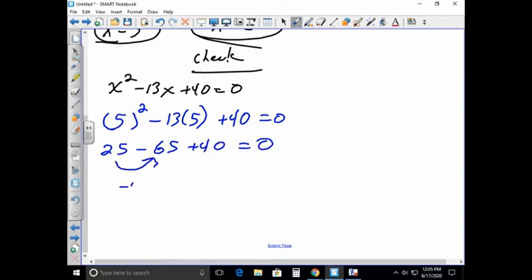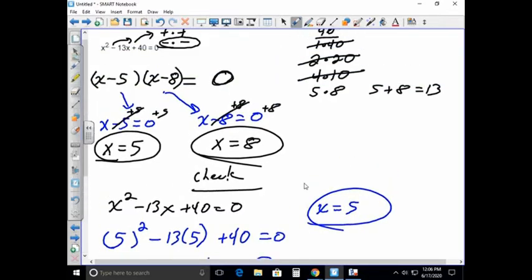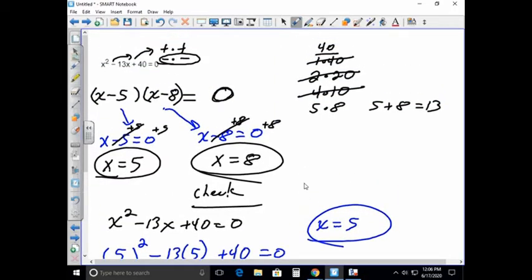25 minus 65 is negative 40. Negative 40 plus 40 is 0. That's true. That means when we plug a 5 in for x, that works. That's a true statement. So that's the solution. And if we were to check an 8, the same thing would be true. We would get a true statement.